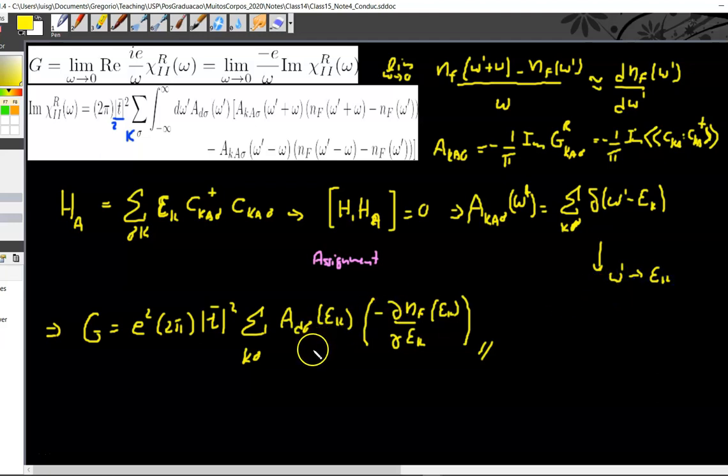Okay. So this is 2 pi t squared e squared times the sum over the spectral function of the dot, but calculated at the energy epsilon k of the electrons in the leads, right? So there's a sum over k, and now let's take the continuum limit for that.